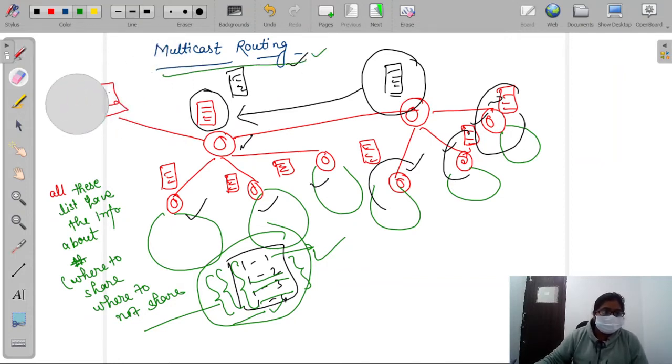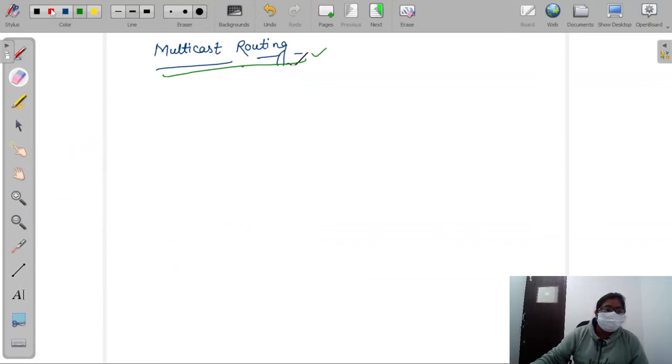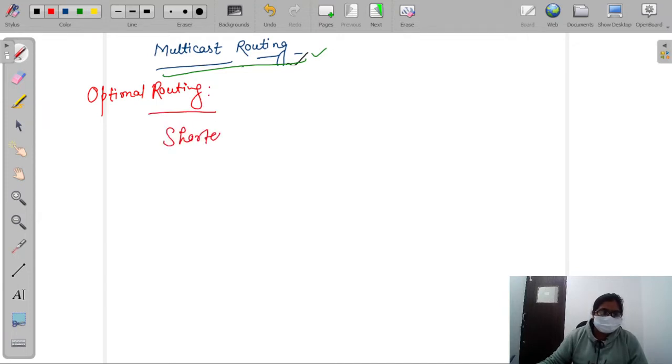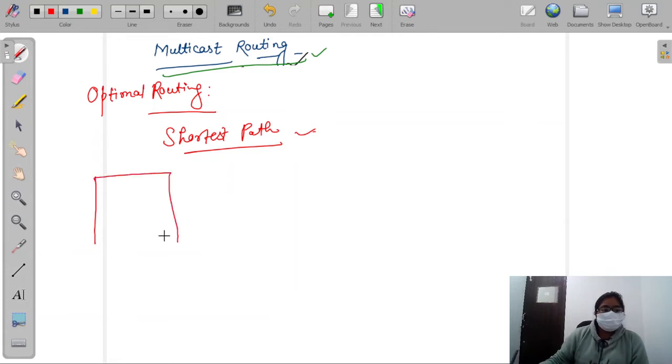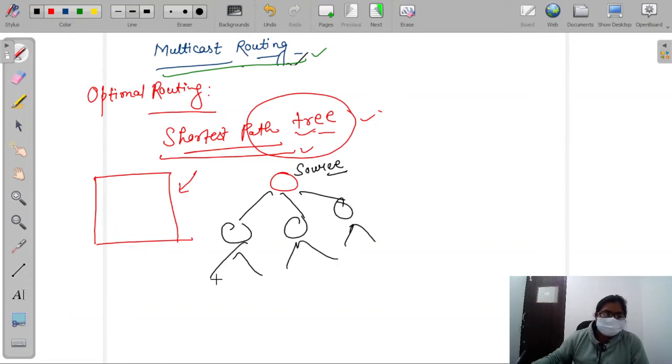Okay, and the multicast protocol simply looks for optimal routing, which is also defined as the shortest path. So for this, information is stored with every router regarding the shortest path tree. Okay, and in this tree the source is considered as the root, and there are some other nodes which are also sub-sources, and the final destinations are at the leaves.